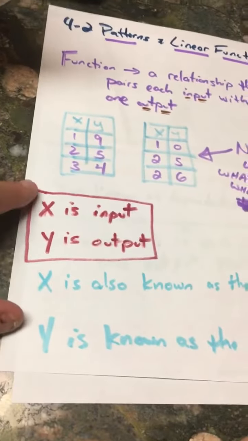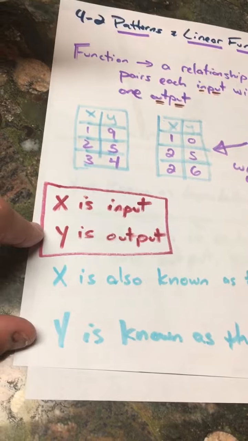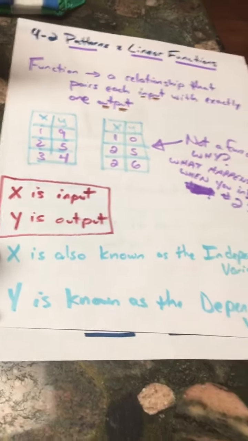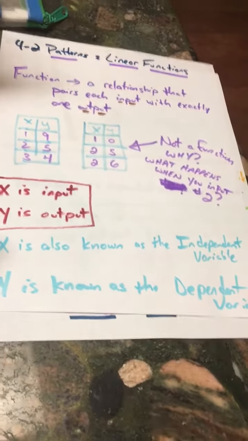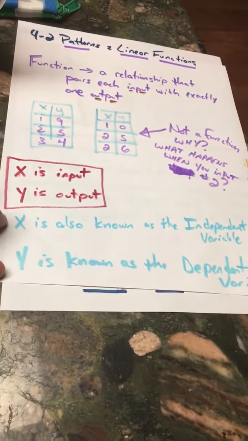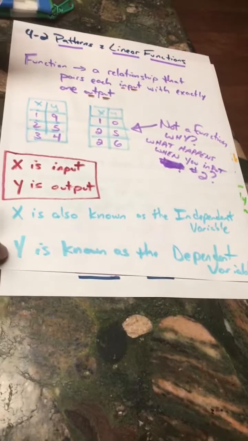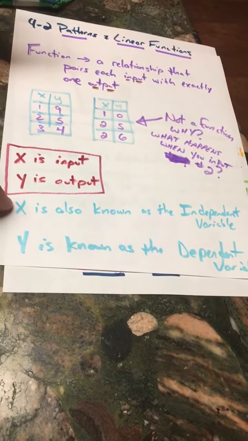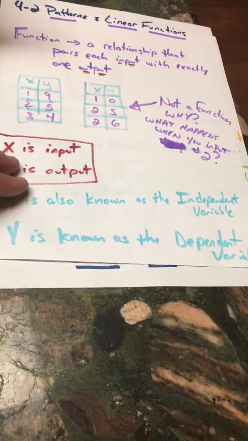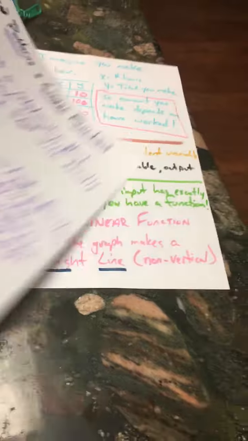Okay, so x is considered the input, y is considered the output. X is also known as the independent variable. I'm going to show you an example in a second. And y is known as the dependent variable. Y depends on x. So we plug x in, and then we figure out what y is depending on x.